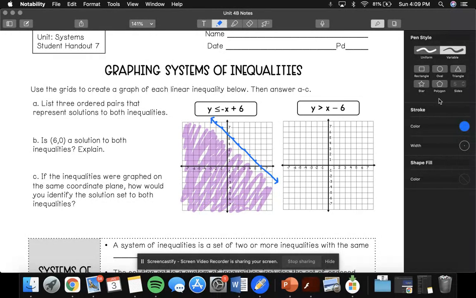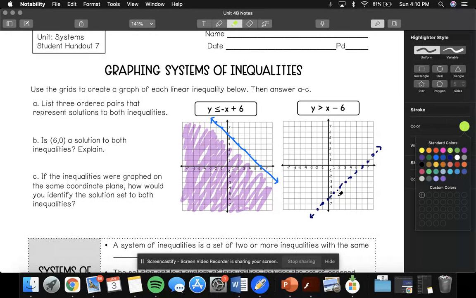For the next one, we have y is greater than x minus 6. So we're going to start at negative 6 and go up 1, right 1. It is just greater than, it's not or equal to, so we have a dashed line. For shading, I'm going to use a different color. We put our pencil on the y-intercept, and it is anything greater than this line. Shade above.